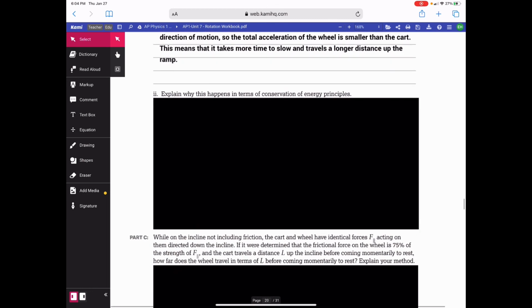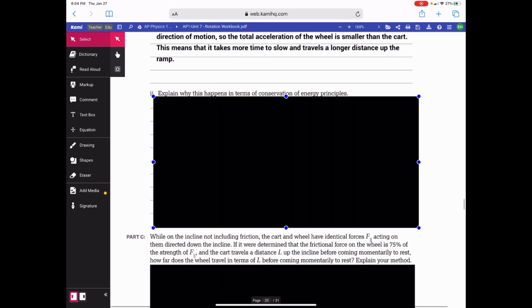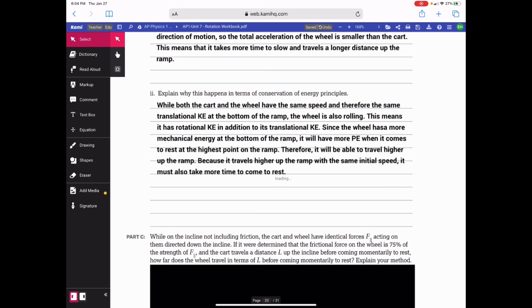Explain why this happens in terms of conservation of energy principles. While both the cart and the wheel have the same speed and therefore the same translational kinetic energy at the bottom, the wheel is also rolling. This means it has rotational kinetic energy in addition to translational kinetic energy. Since the wheel has more mechanical energy at the bottom, it will have more potential energy and come to rest higher on the ramp. Therefore, it will be able to travel higher up the ramp. Because it travels higher up the ramp with the same initial speed, it must also take more time to come to rest.